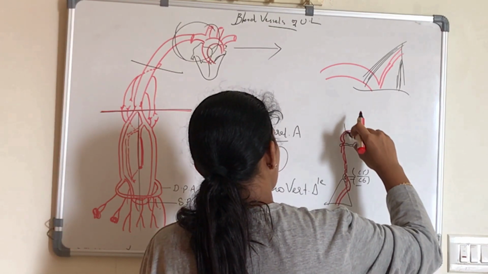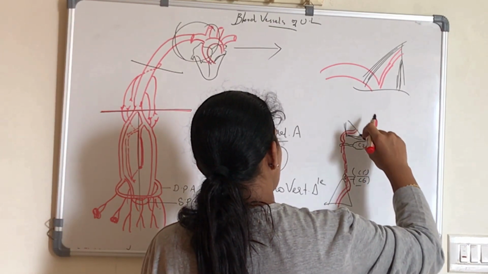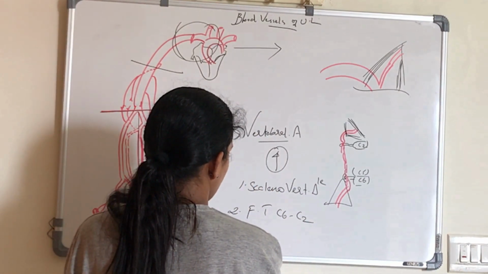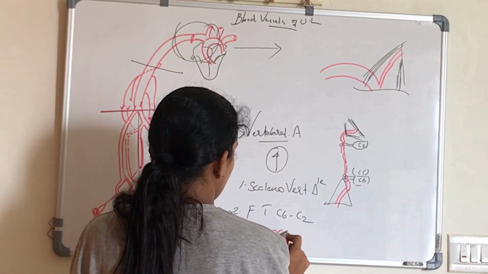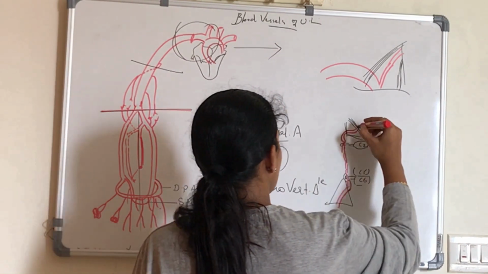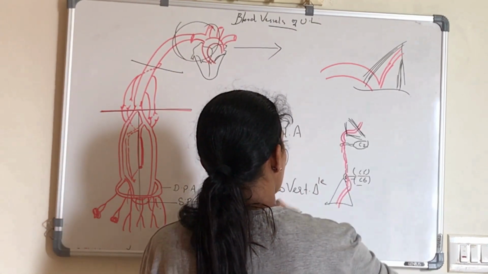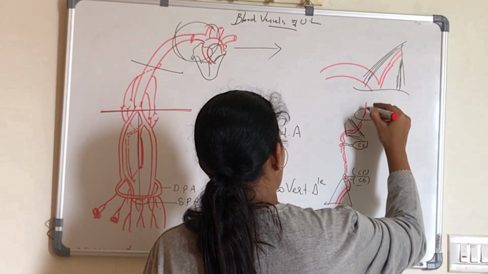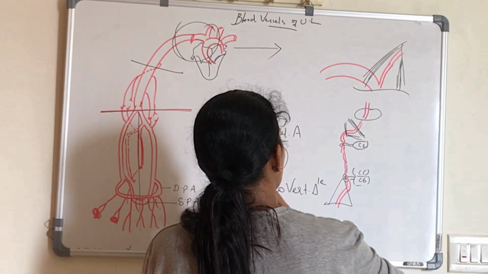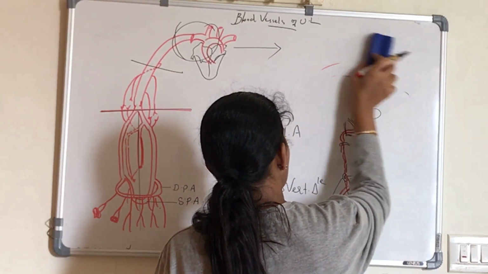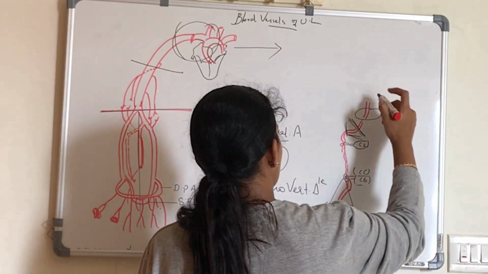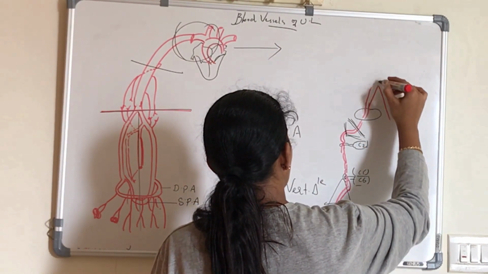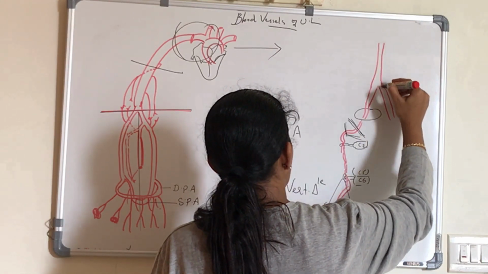Then it forms a loop and enters another triangle called suboccipital triangle, which is bounded by superior oblique capitis, inferior oblique capitis, rectus capitis posterior major. Just remember, third part of the vertebral artery is present in the suboccipital triangle. Fourth part enters the foramen magnum to join with the opposite side vertebral artery to form basilar artery.